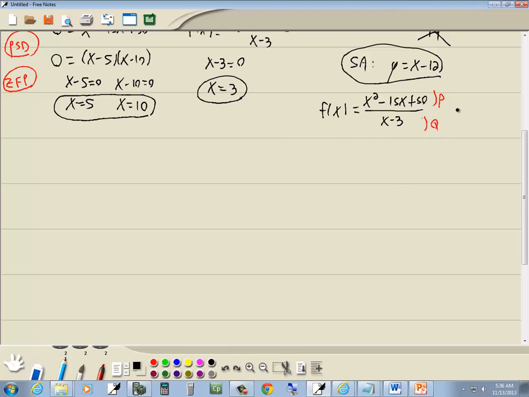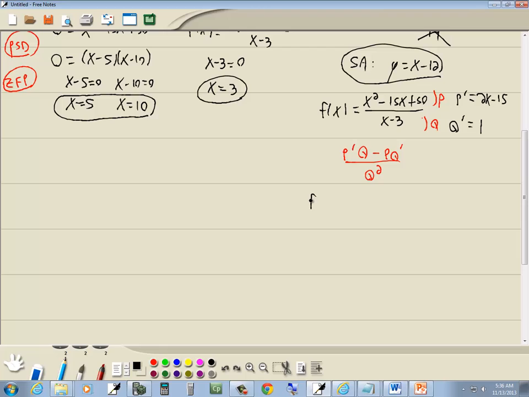We need p prime. The derivative of x squared minus 15x plus 50 is 2x minus 15. We also need q prime. The derivative of x minus 3 is 1. And our formula is p prime q minus p q prime over q squared.